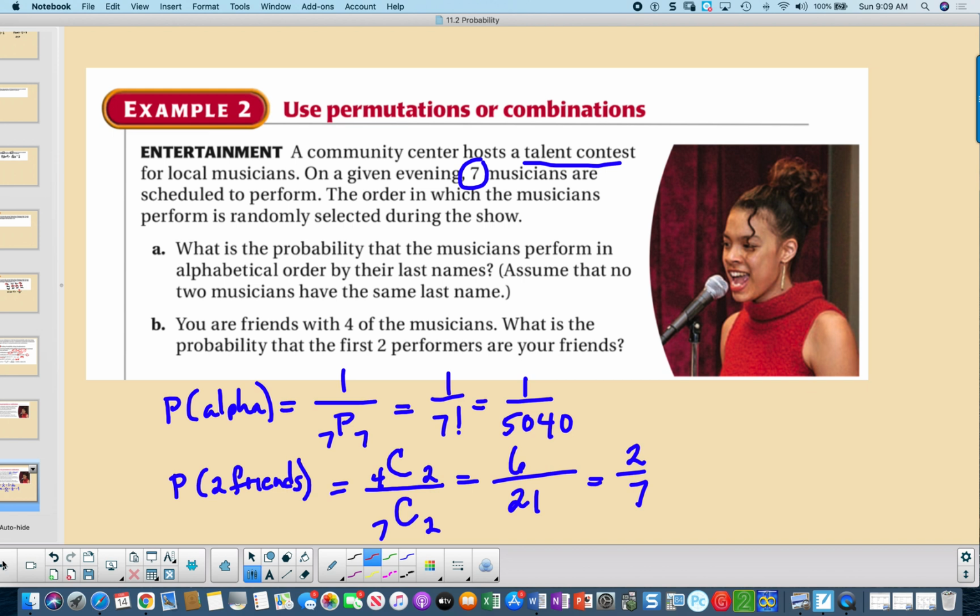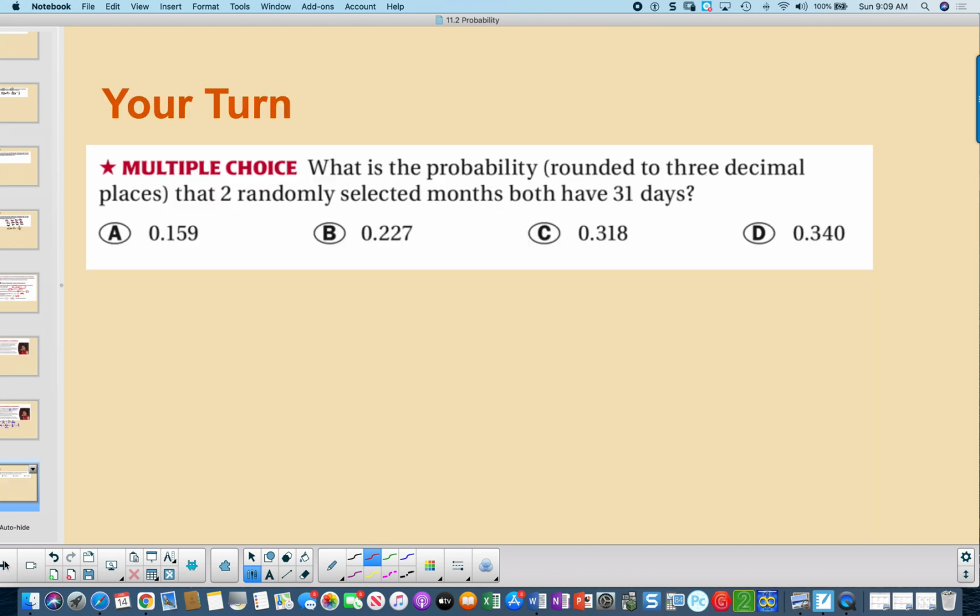Okay, so the favorable will be a combination of 4 chosen 2. That's only out of your friends. And then out of the total, remember there are 7 altogether. So when you compare the favorable out of the total, 7 chosen 2, because we're only talking about the first 2 slots. Okay, pause, see what you can do.